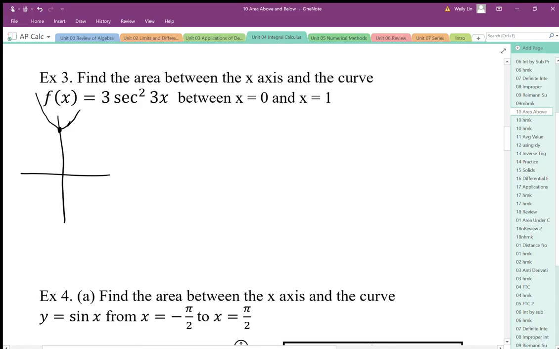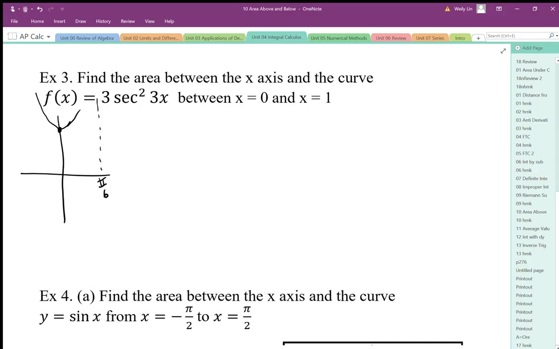pi over 2, ooh, this is going to be a little bit tricky. When x is equal to pi over 2, or the angle is equal to pi over 2, so this is going to be here at pi over 6, we should expect a vertical asymptote. Then it's going to continue like this, something like that, and that's going to be at pi. So we are going to look for this graph. This is an improper integral.